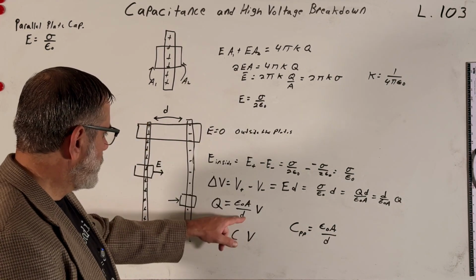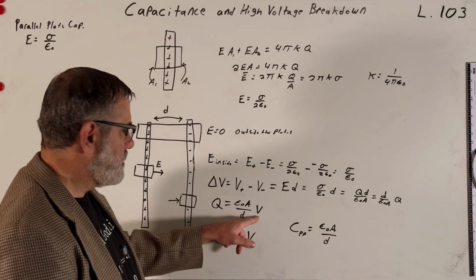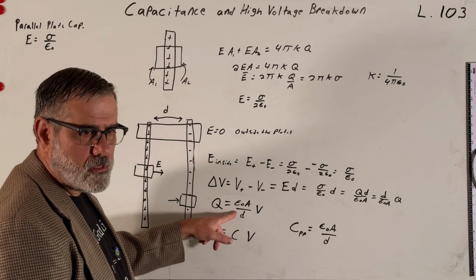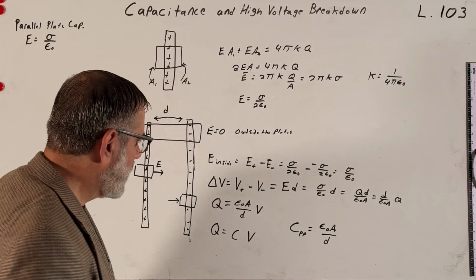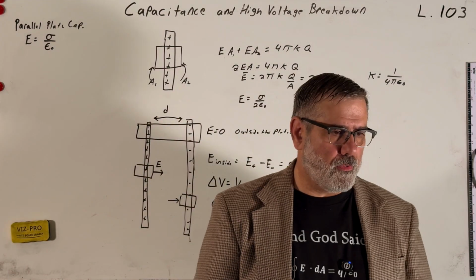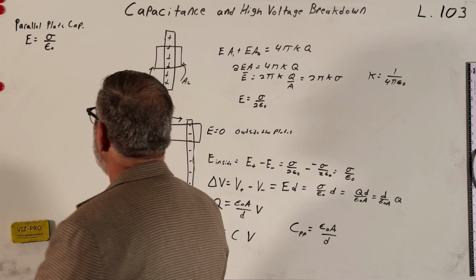How did I get that? Well, if you just look at these two equations, Q equals this times the voltage, you can see that C must be playing this role right here, yes? So that's how I came up with this equation. Now you could do it for other configurations. This is not the only capacitor that you could make, and I will just summarize up here.